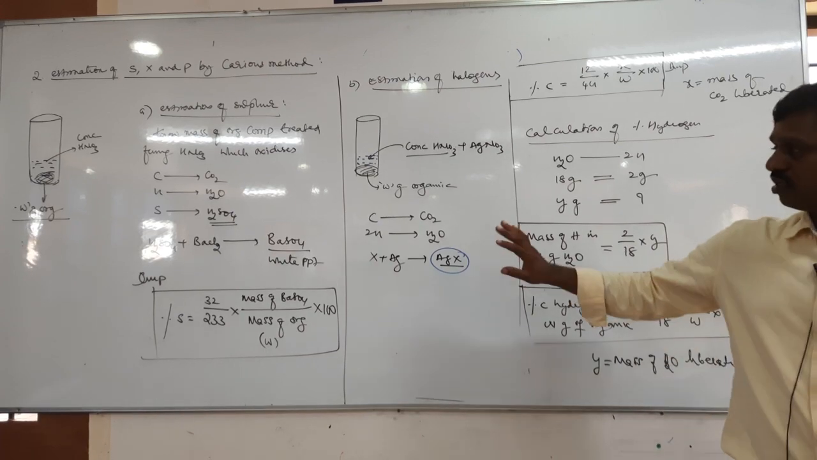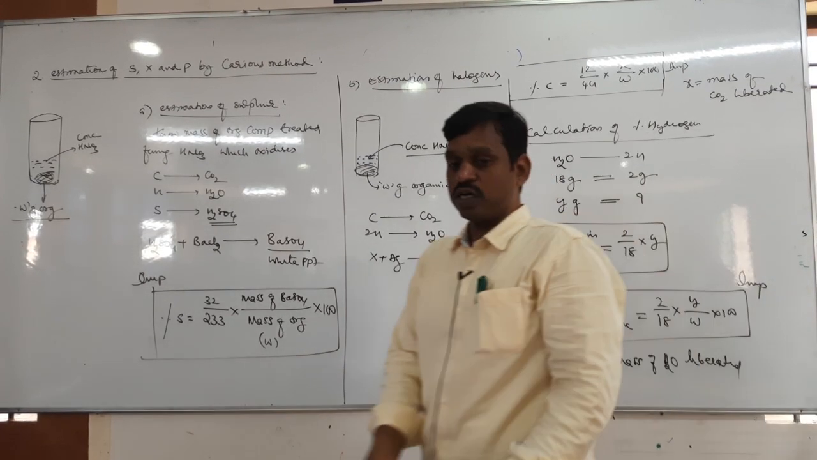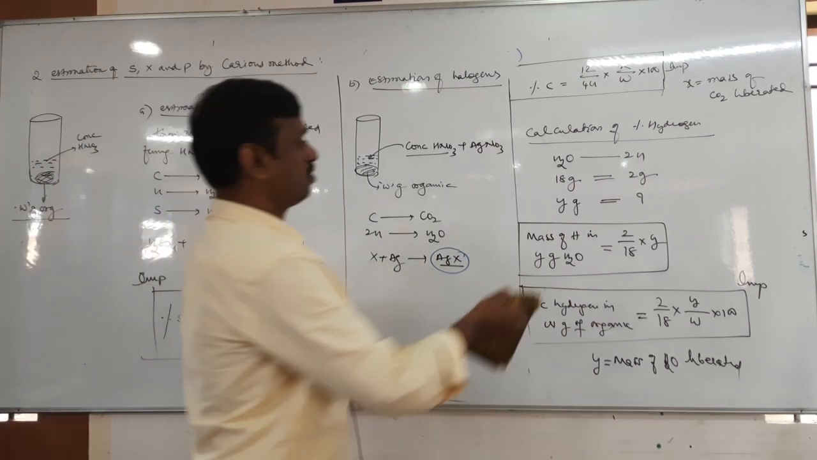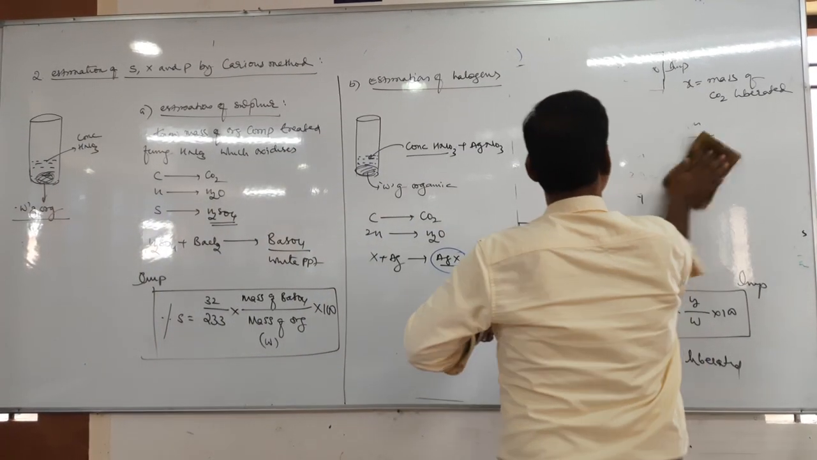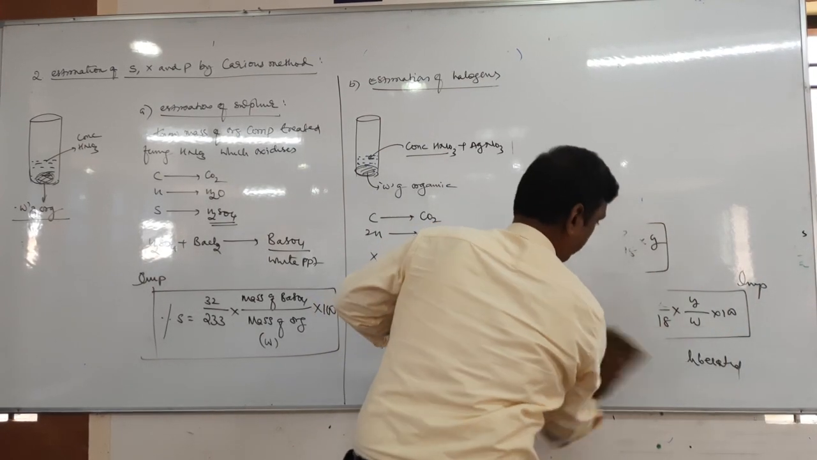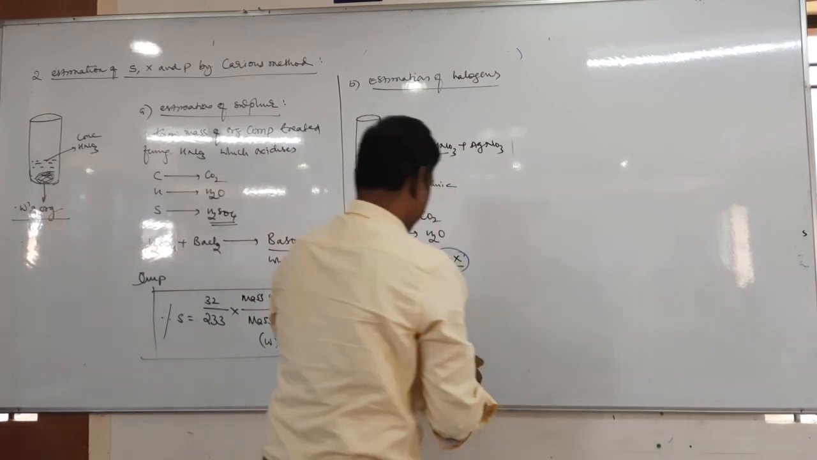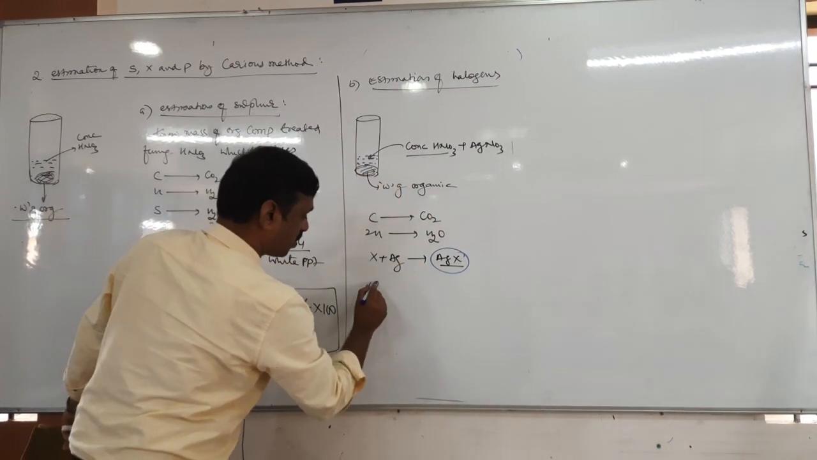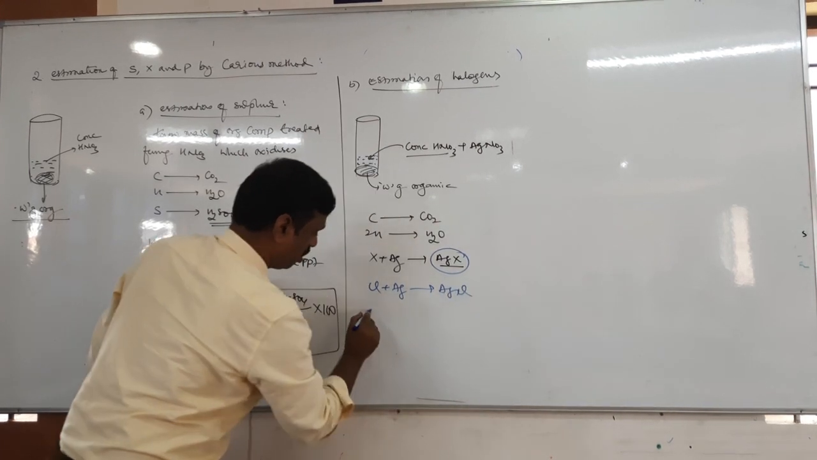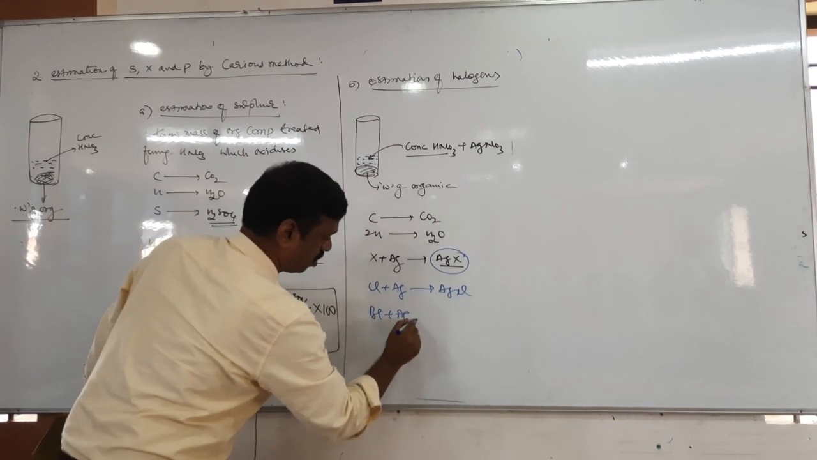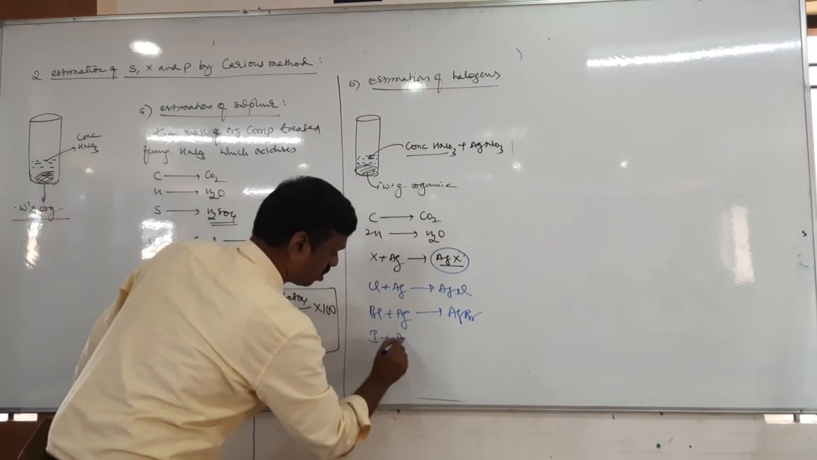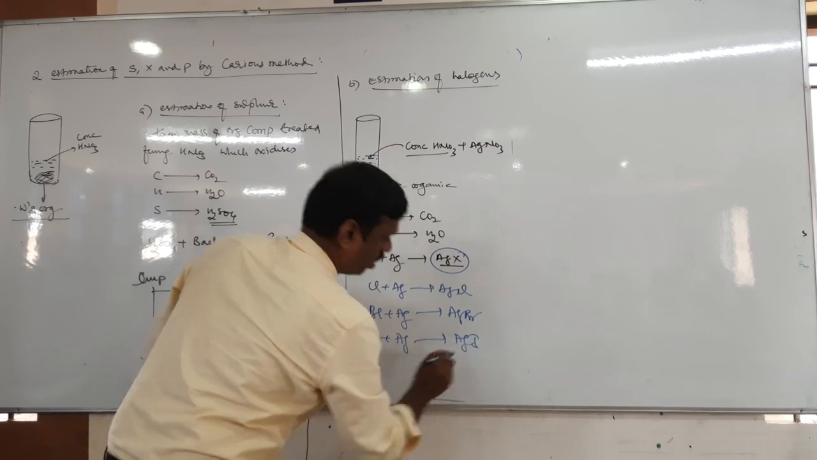Okay, now this is the process, but we focus on only what? Formula. Then how do you estimate chlorine? Tell me. Estimation of chlorine. Chlorine, bromine, iodine. Suppose here chlorine is present. Chlorine plus silver will give silver chloride. If bromine is present, it gives silver bromide. If iodine is present, it gives silver iodide.